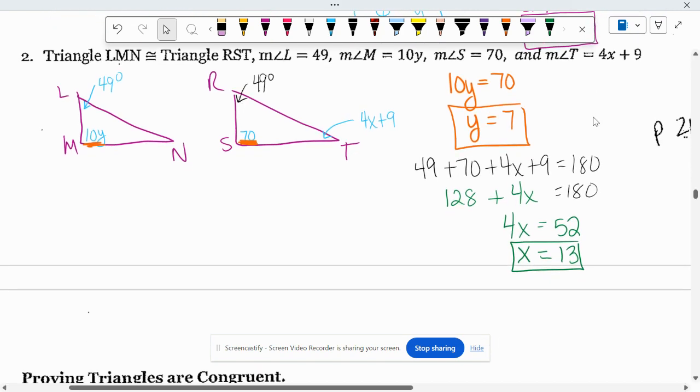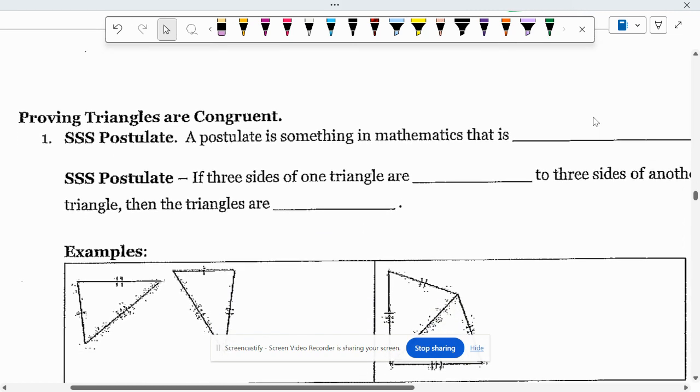Colt, are you with me? Are you writing down your notes? Okay, thank you. All right.